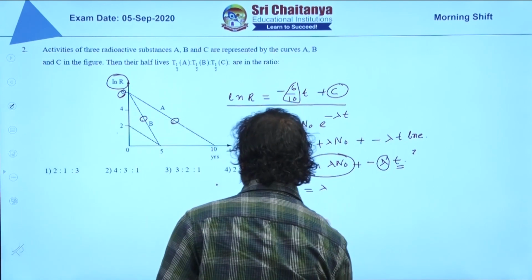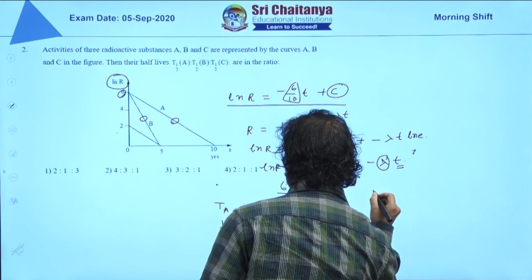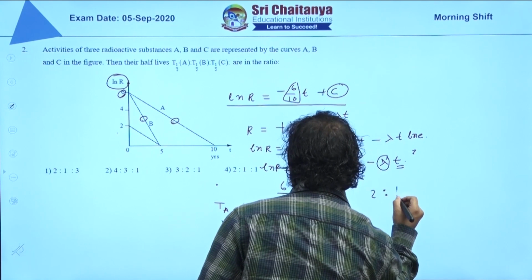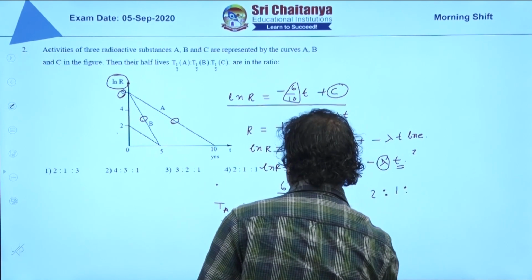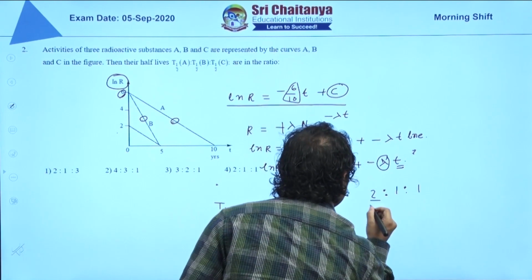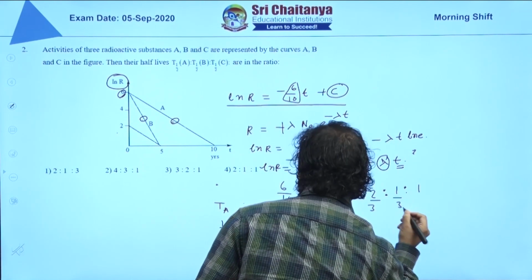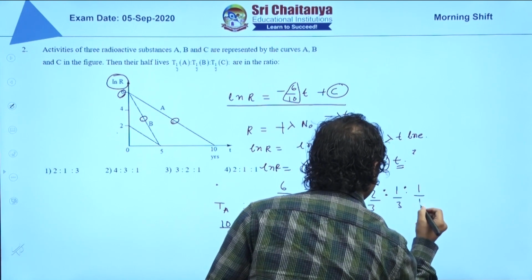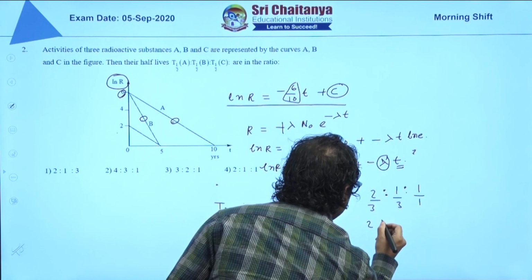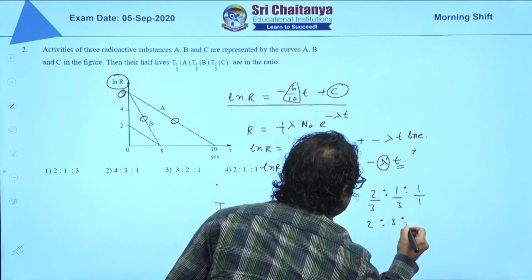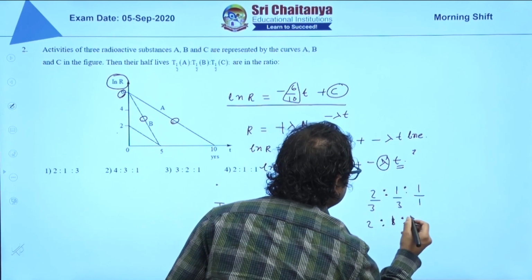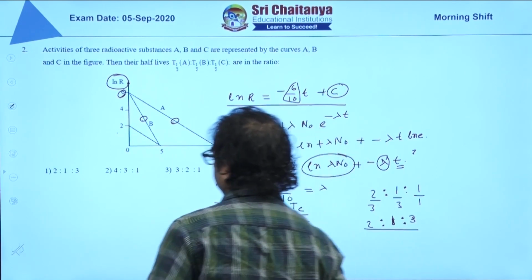This value is nothing but we can write as 2 is to 1 is to 1 divided by this value, we can write 3, and this is 1. So multiplying by 3 everywhere, we are getting 2 is to 1 is to 3. So this is your first answer.